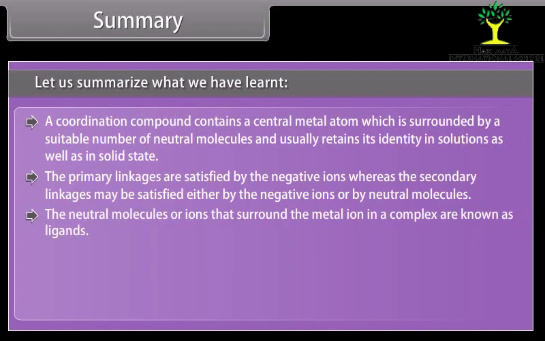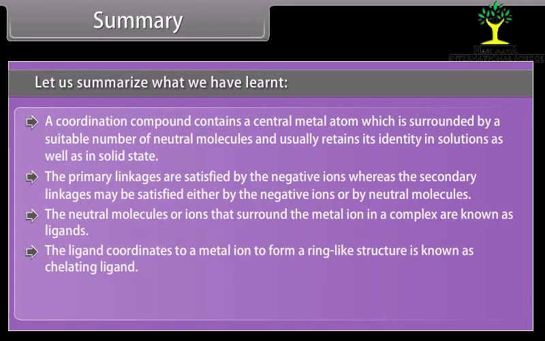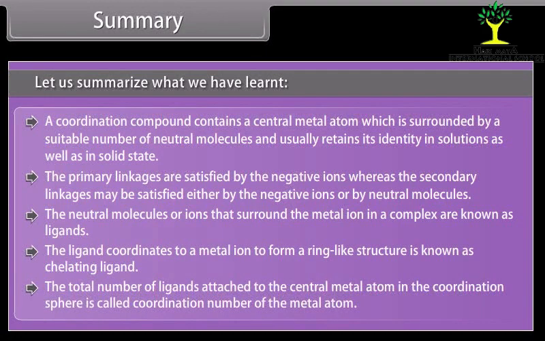The neutral molecules or ions that surround the metal ion in a complex are known as ligands. A ligand that coordinates to a metal ion to form a ring-like structure is known as a chelating ligand. The total number of ligands attached to the central metal atom in the coordination sphere is called the coordination number of the metal atom.